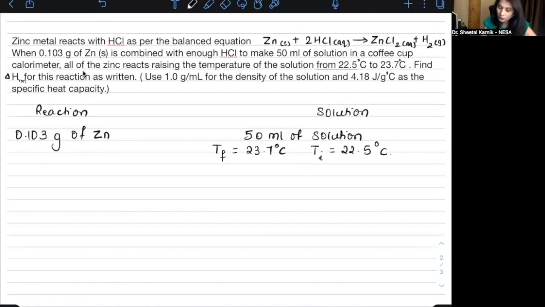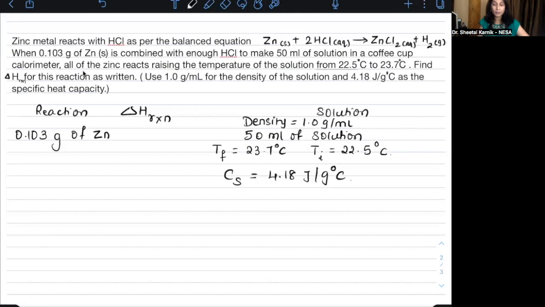Find delta H for this reaction. So they're asking me delta H. And use 1 gram per milliliter for the density of the solution and 4.18 for the specific heat capacity. So I see the specific heat capacity, joules per gram degree Celsius, and they have given me the density. So the density is equal to 1 gram per milliliter. All right, so let's see if we can calculate the Q of the solution given this data.